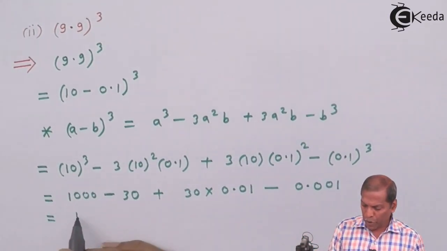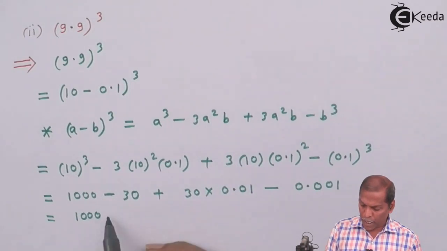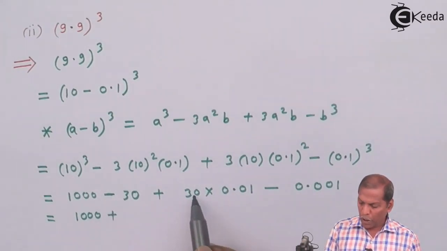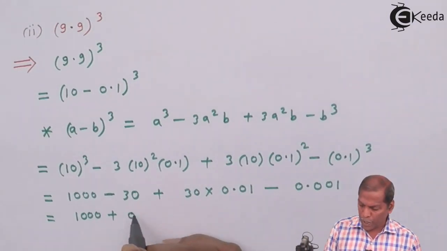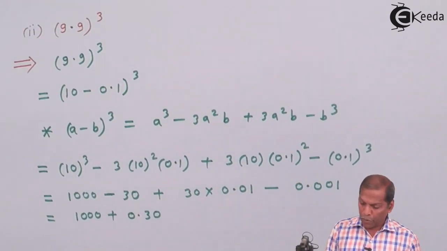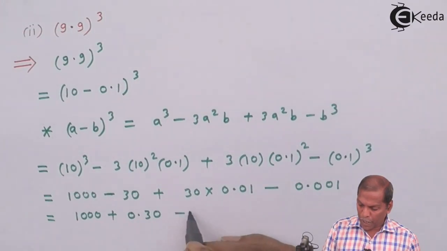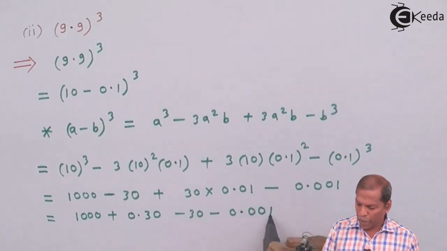So the next step will be, we write 1000, then we take the positive term, that plus 30 into 0.01 gives us 0.30. Then we consider here the negative term, that is minus 30 and minus 0.001.